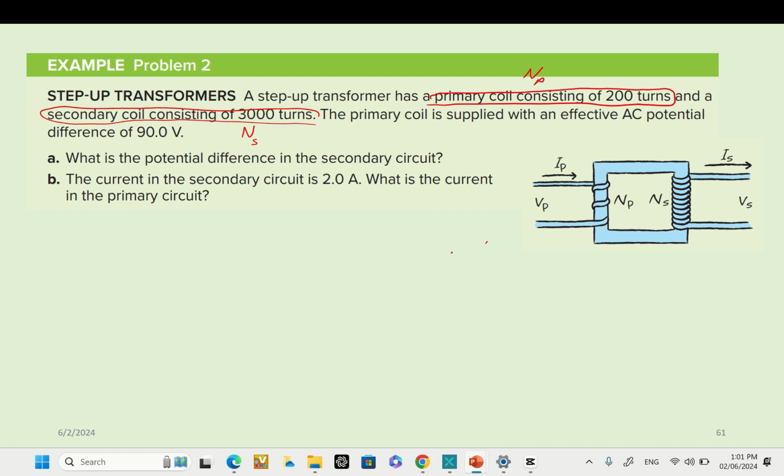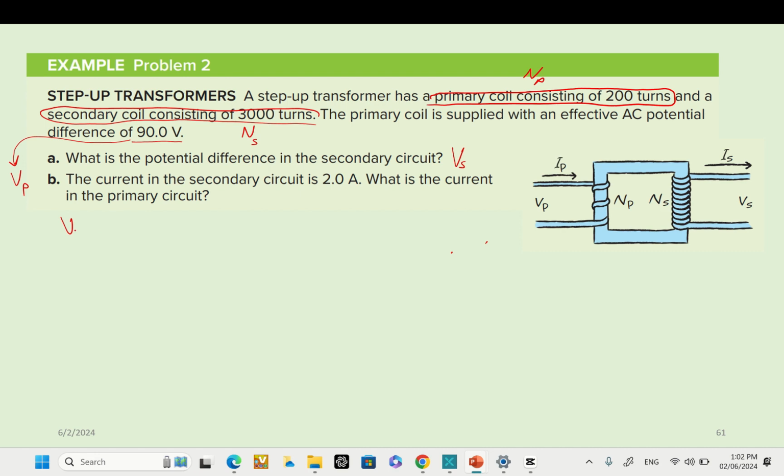The primary coil is supplied with an effective AC potential difference of 90 volts. So this is the effective voltage on the primary coil, which is Vp. The voltage, or the potential difference on the primary coil, has the symbol Vp. What is the potential difference in the secondary circuit? So he wants me to find Vs.